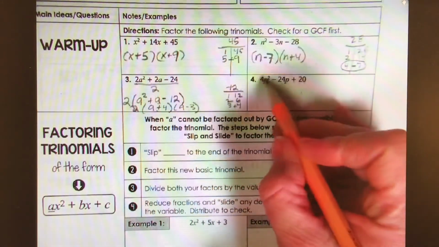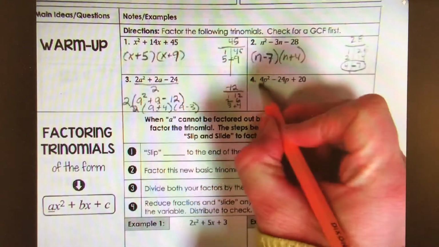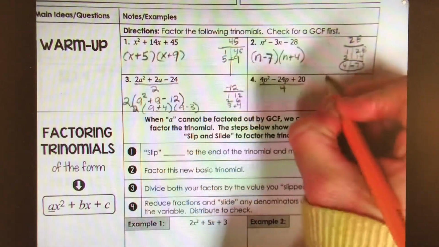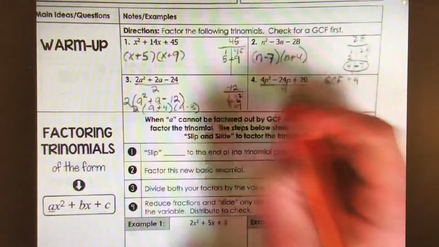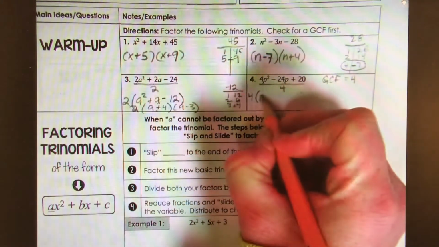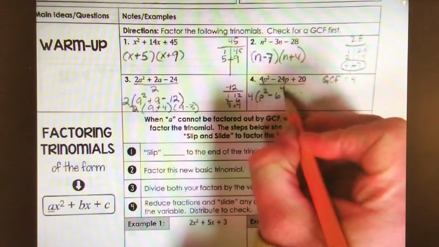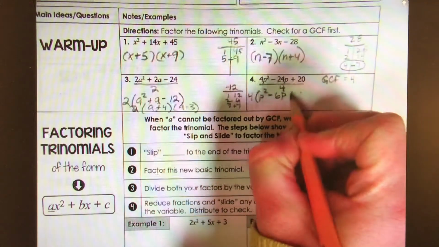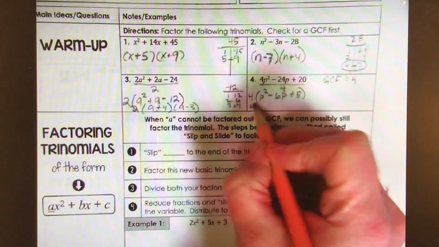I see, oh, well, there's a 4 that I can start factoring out of here. So I'm going to extract my 4 because that's the greatest common factor. There's no variable part, so I'm going to extract my 4. I'm going to divide everything out. So I should have p squared minus 6p plus 5.